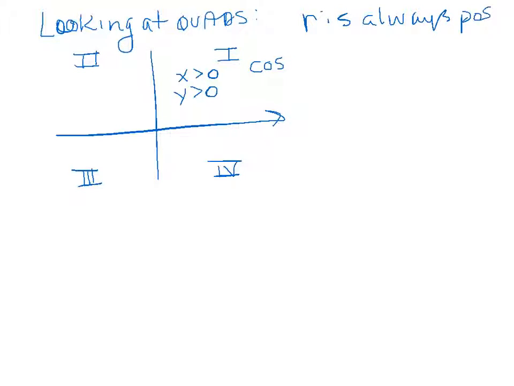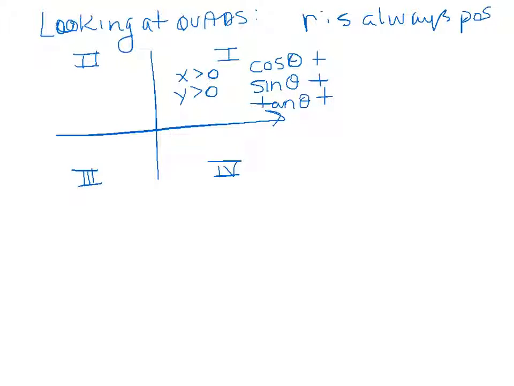Okay, so if x is greater than 0, then the cosine of the angle has to be greater than 0, or positive. And the same for y. If y is greater than 0, then I know the sine of the angle is positive. And because tangent is y over x, two positives make a positive. So I know all those trig functions, and in fact all 6, will be positive in the first quadrant.